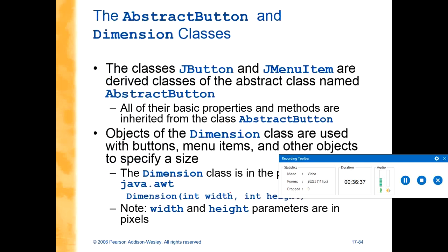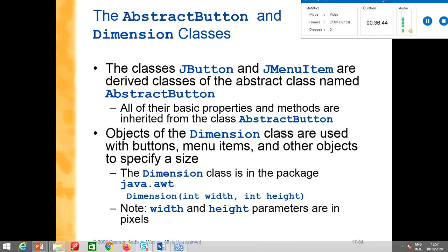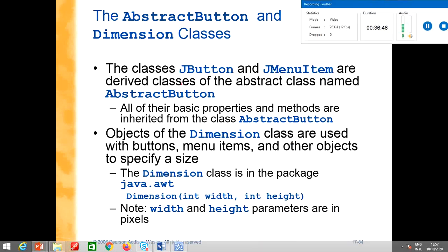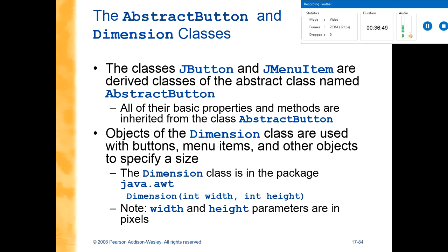Alright, so we have done with the nested menu. AbstractButton and the Dimension classes. So classes JButton and JMenu, they are derived classes of the abstract class AbstractButton. All of their properties are inherited from the AbstractButton class, and objects of the Dimension class are used with the button, menu items and others to specify the size. Dimension belongs to java.awt. So you can set the dimension also, height and width, which is in the package java.awt.